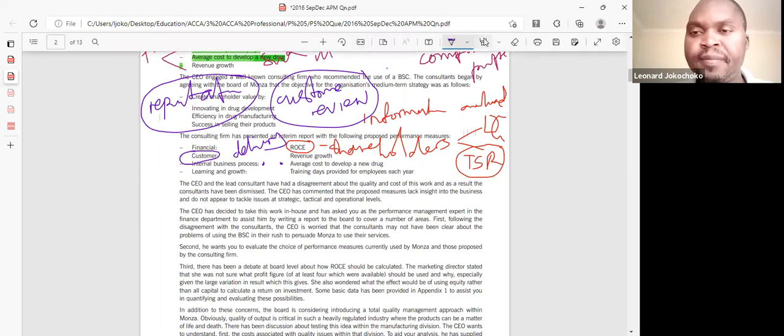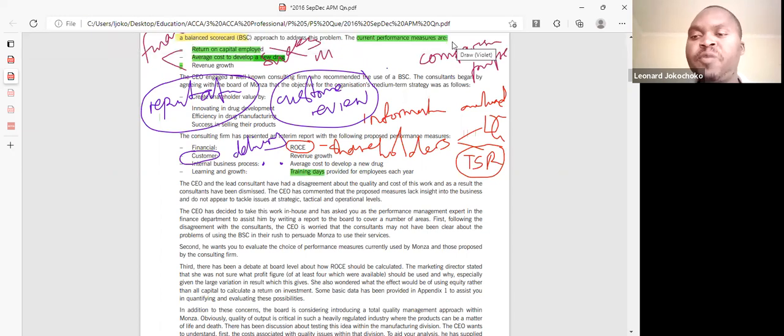Currently, Monza measures days of training. Days of training does not necessarily show that we have new skills. Days of training does not necessarily show that we have innovated. This is an inappropriate performance measure.